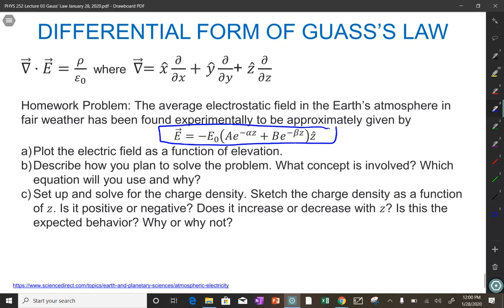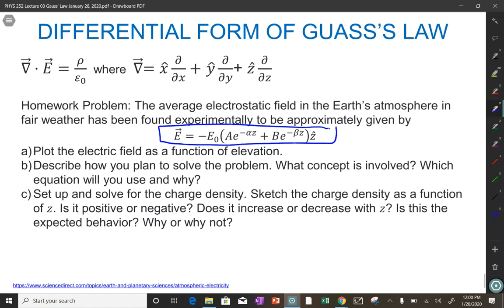It's kind of fun. But what we want to do is take this actual fitting equation for the Earth and calculate some things. So first, plot the electric field as a function of elevation.